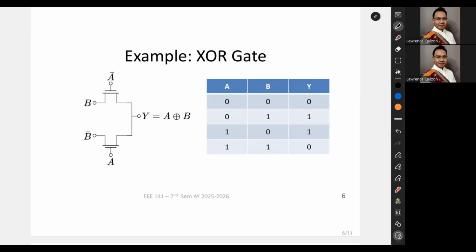Next, if A is 1, then we choose the lower path, and B is 1, which turns this into ground, then Y is shorted to ground, which turns it into 0, thus completing the implementation of an XOR gate. As a side note, I would like you to Google what an XOR CMOS gate looks like and compare it to this. It's a lot bigger.